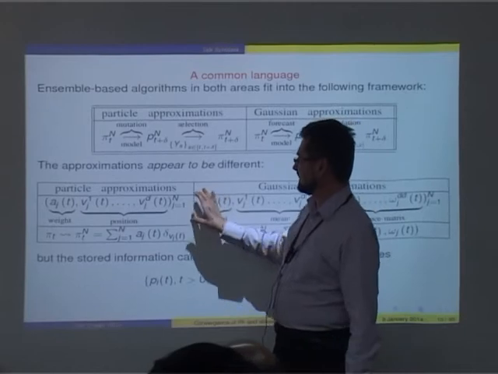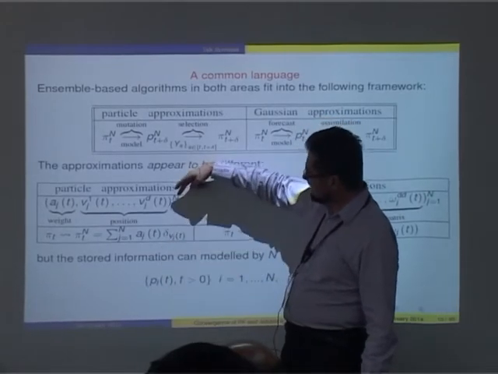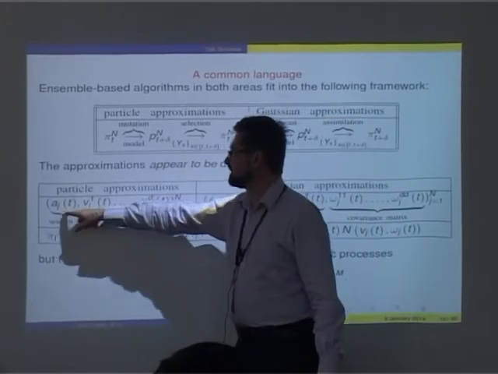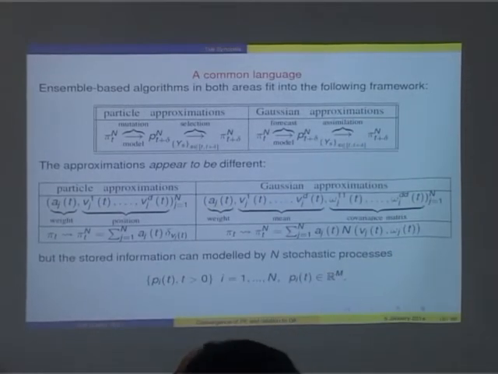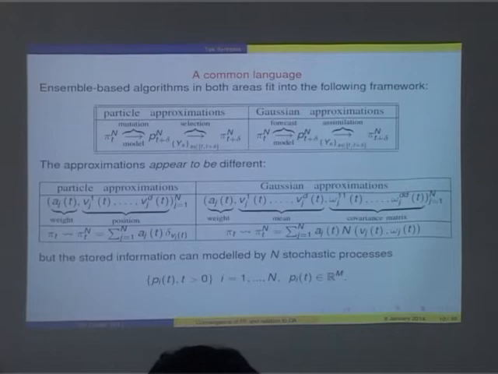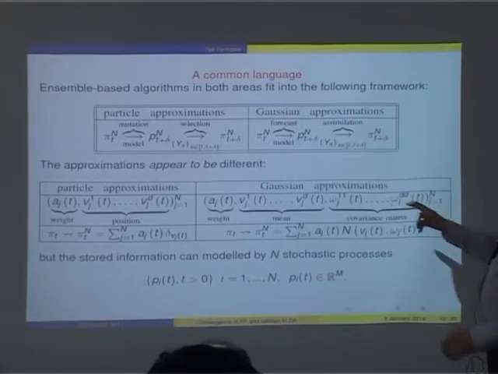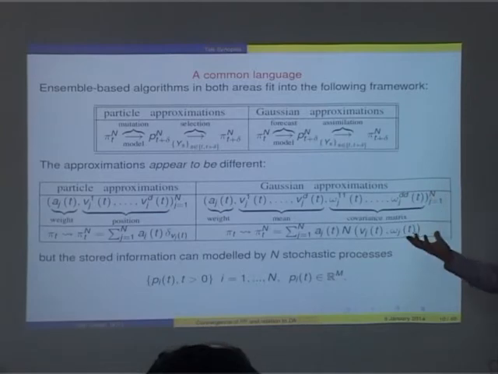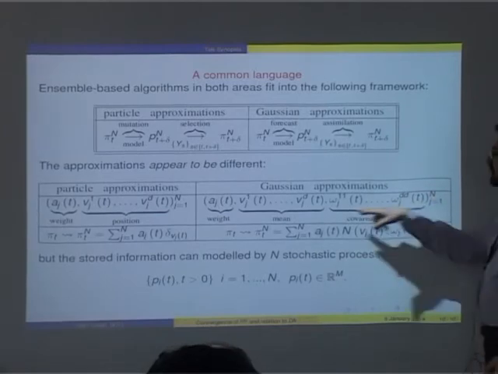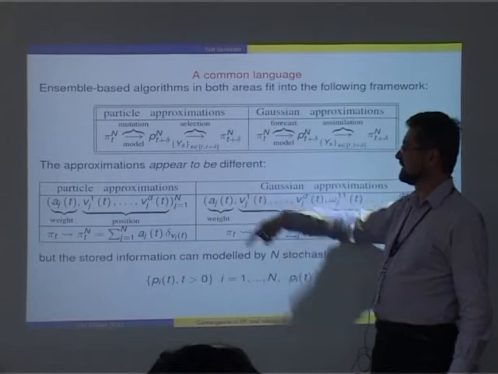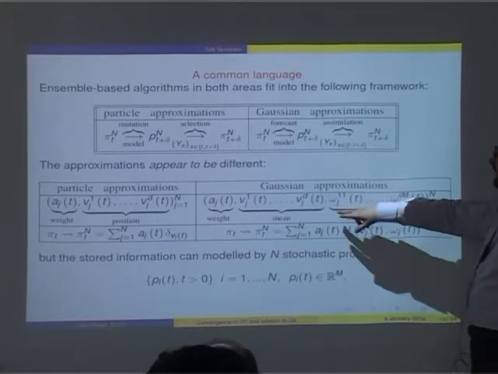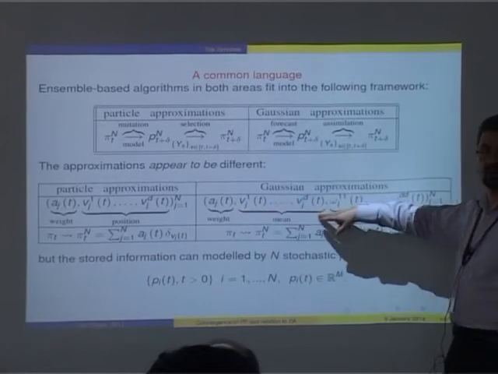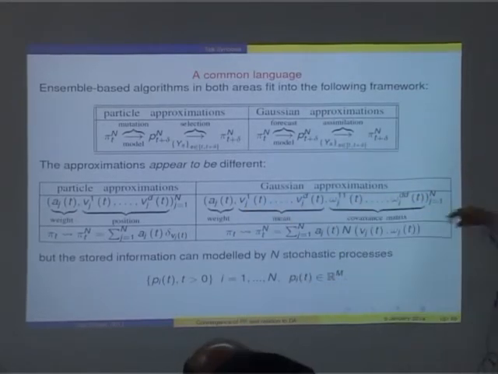So there are going to be n vectors, each of them having d plus 1 dimensions, where d is the dimension of the state space. For the Gaussian approximation, you'll still have n vectors, but the vectors will have to hold the weight of each element of the ensemble, which could be the same weight, the mean of your Gaussian, and the covariance matrix.